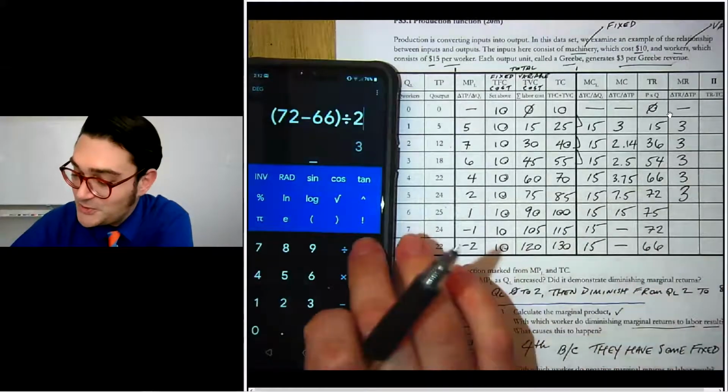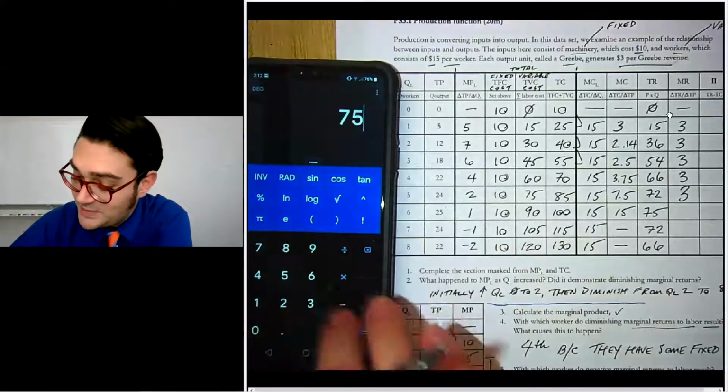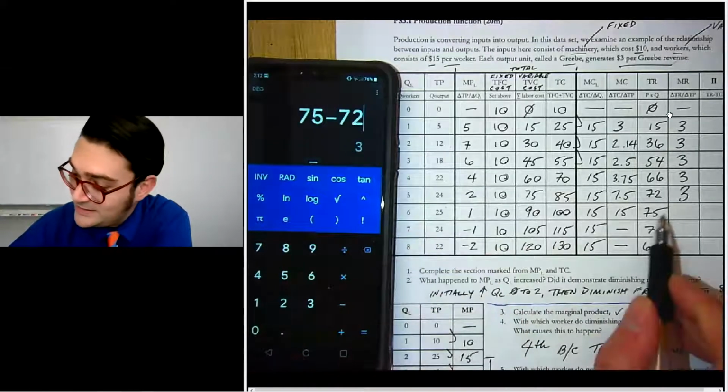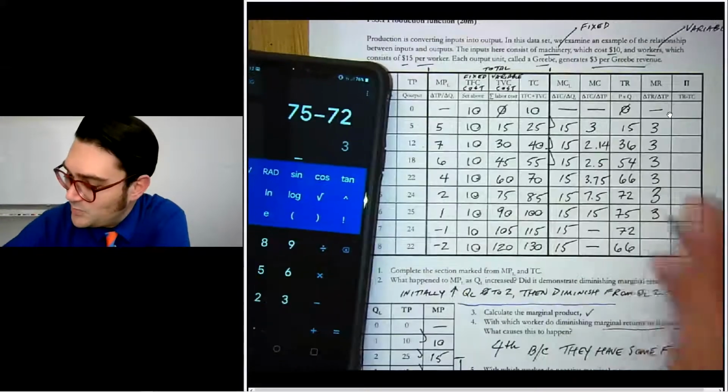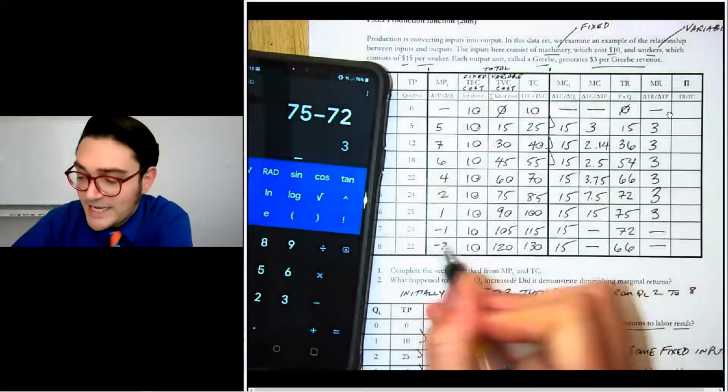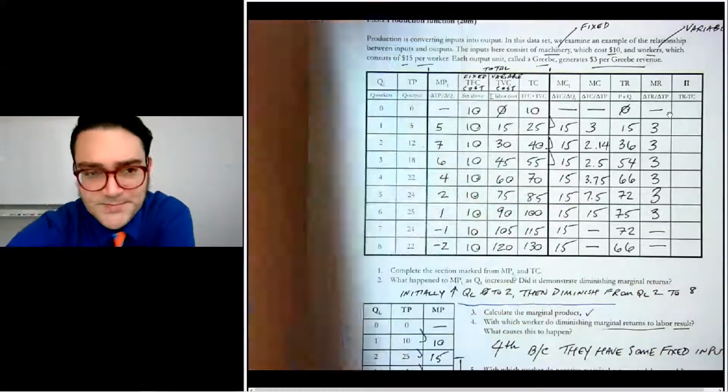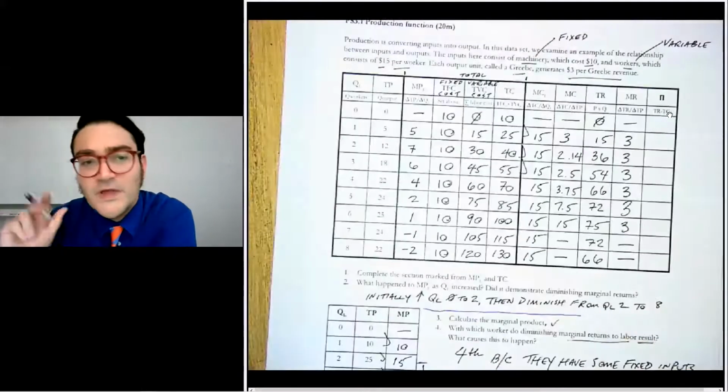75 minus 72, you should be able to do that in your head, but 75 minus 72 is 3, divided by 1 is 3. Now, these don't exist because we have a negative product, so those don't count, right? Now, a couple of things should emerge here.